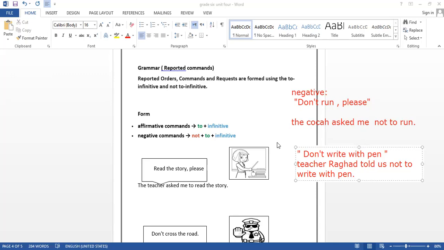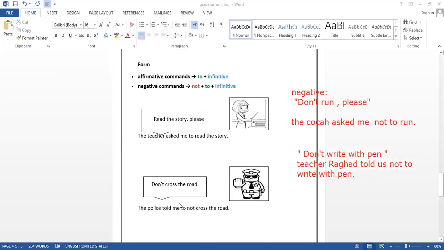Look here also. We have negative sentence. Example on negative sentence. Don't cross the road. لا تعبر الطريق. The policeman told me. The policeman خبرني to not. Sorry, teacher. He هون not to. غيرها. Not to cross the road. Okay, so we put not to, then the verb.